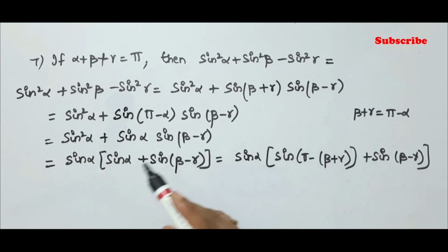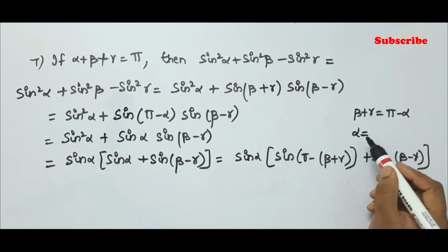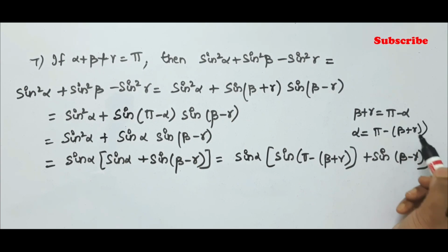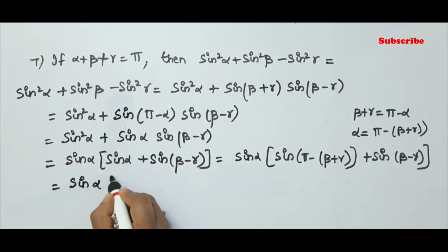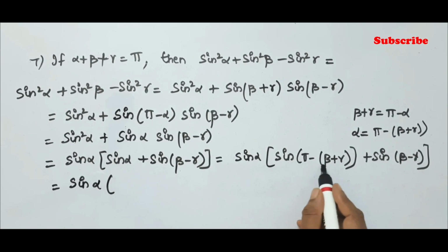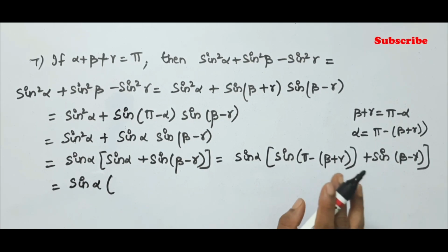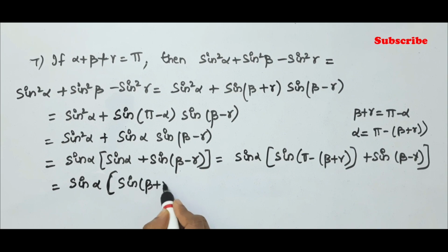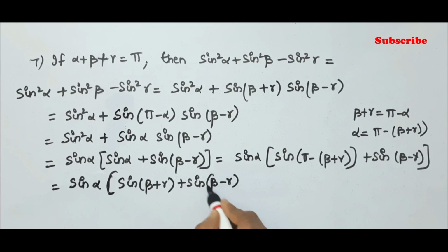So using the condition alpha plus beta plus gamma equals pi, we can take alpha is equal to pi minus beta plus gamma, is it not? The same value I have substituted here. So this is equal to sin alpha into sin of 180 minus theta, which means it is the second quadrant. In the second quadrant, sin and cosecant will be positive, remaining all will be negative. So this will be sin of beta plus gamma plus sin of beta minus gamma.